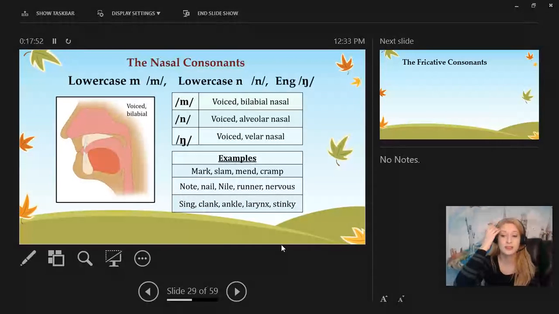Some examples with the m are mark, slam, mend, cramp. For n, we have note, nail, nile. And ang: sing, clank, ankle, larynx, stinky.